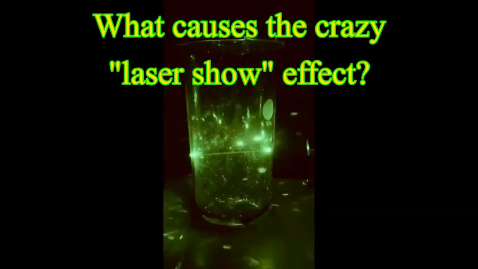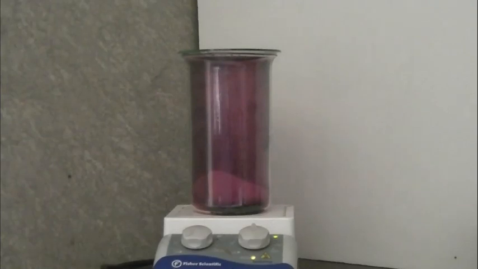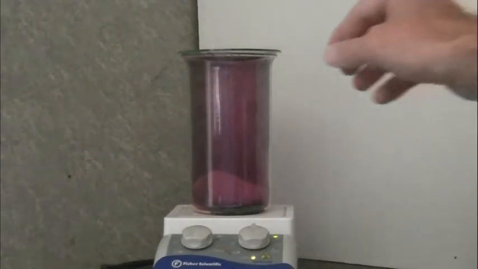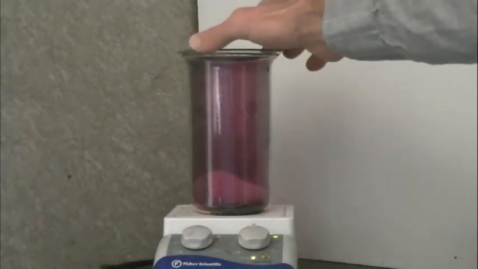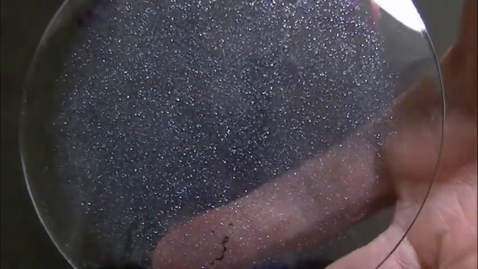Finally, we'll describe how this experiment causes a crazy laser show effect. To understand how this occurs, we first need to recognize that some of the iodine vapor forms tiny solid crystals when it hits the sides of the container. We're going to take the lid off this beaker to see if some of these tiny iodine crystals have formed on the lid. Yep, it looks like I can see some. They look like little droplets of liquid, but they're actually solid. These crystals don't just form on the lid, they form on the sides of the beaker too.